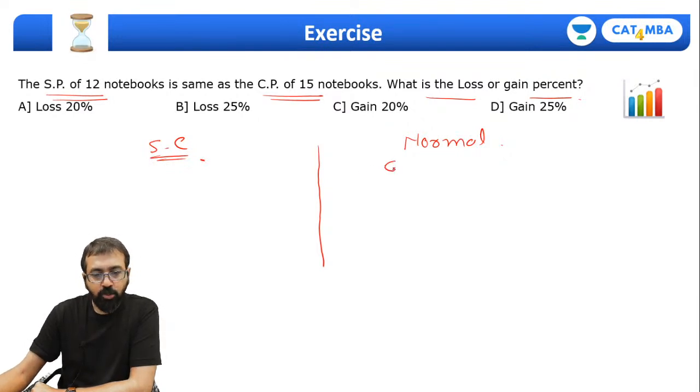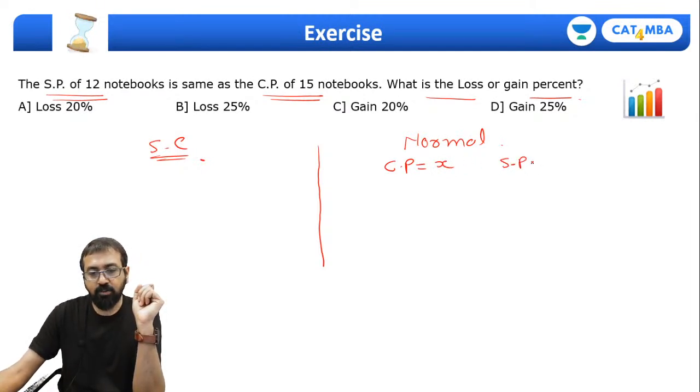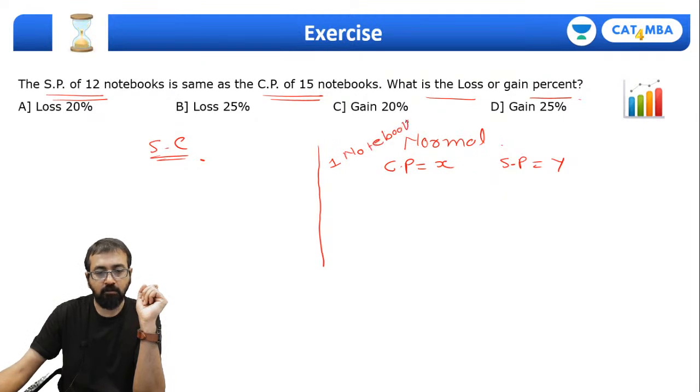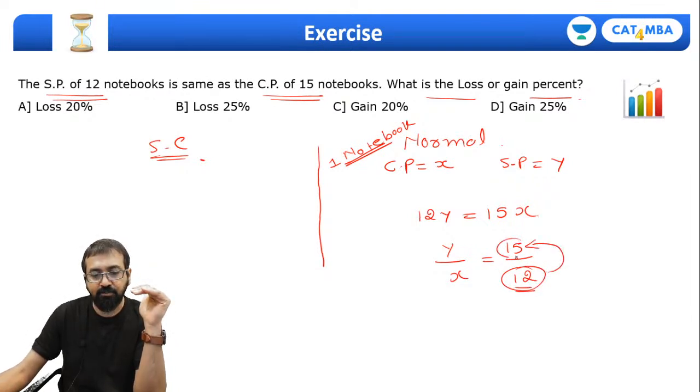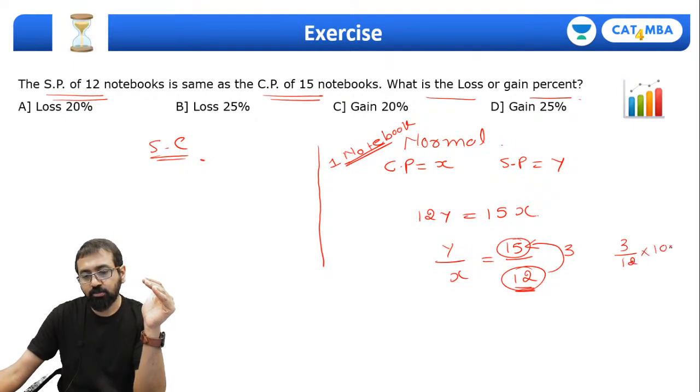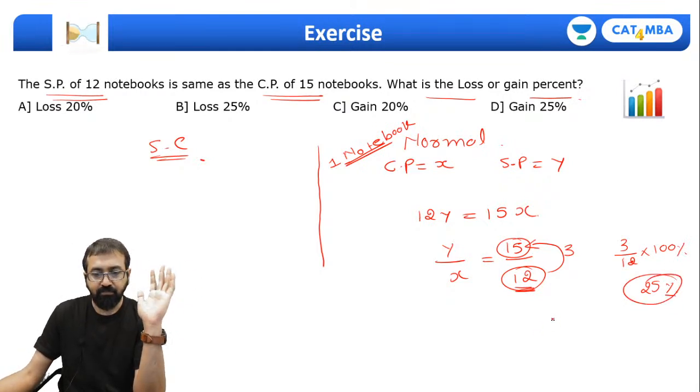So the normal way is, if you want, you can assume the cost price of one notebook as X rupees and the selling price of one notebook as Y rupees. So what is given? The selling price of 12 notebooks, that is 12Y, is equal to the cost price of 15 notebooks, that is 15X. So if I simplify, I'll get Y by X as 15 by 12. Now what does it mean? We are selling a notebook which cost us 12 rupees at 15 rupees. So we are making a profit of 3 rupees on the cost price of 12 rupees. So profit percent is 3 by 12 into 100. It will come out to be 25%. Yes, this is the normal method.